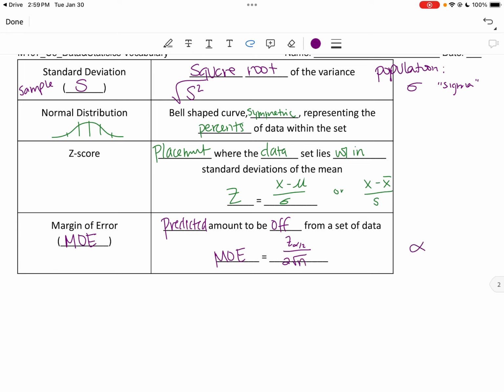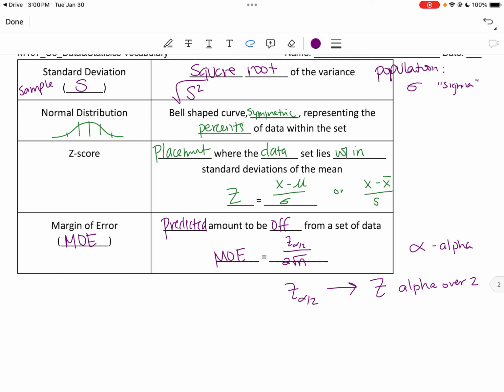So alpha, you guys, this is alpha, Greek symbol, and so this is said as z alpha over 2. That's how you say it. Okay, so z alpha over 2. And we will be doing that towards the end. So this will be in March by the time we start talking about margin of error as we go through.